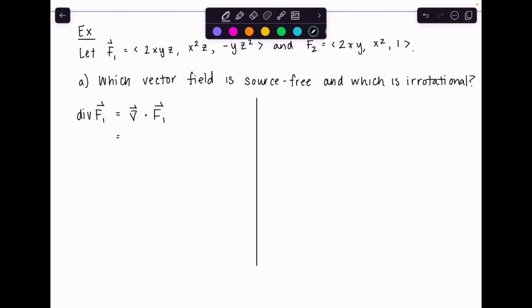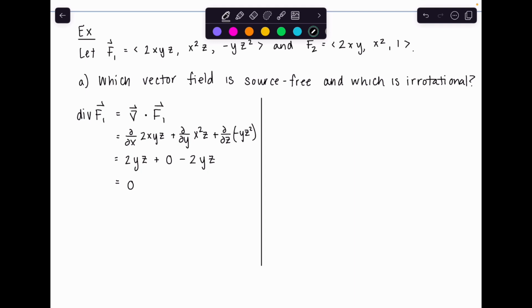At this point, hopefully you can see exactly what you need to do without actually writing that out. You're going to take the partial with respect to x of the first component, add the partial with respect to y of the second, and then the partial with respect to z of the third. Okay. Partial with respect to x is 2yz. Partial with respect to y is nothing. And then partial with respect to z is negative 2yz. So this ends up canceling out and gives us 0.